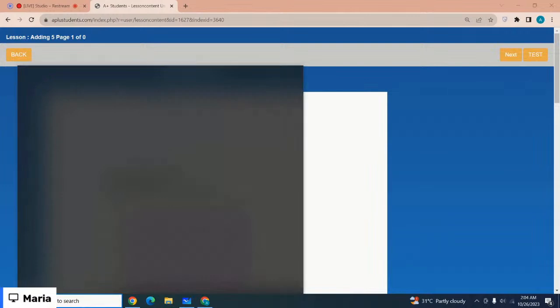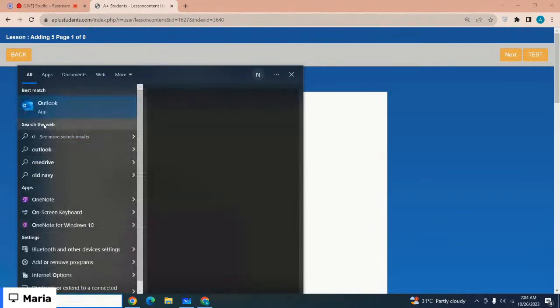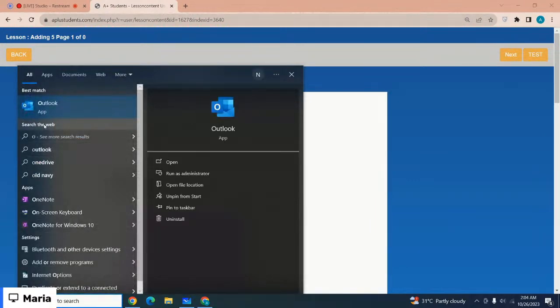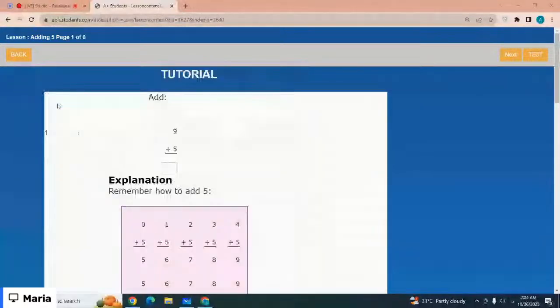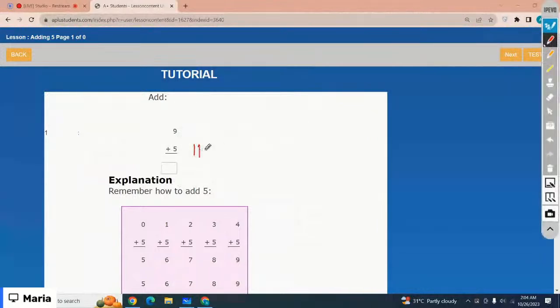You can either make 5 lines for 5 and then combine them, or you already have 9, which is the greater number. Start with 9 and count forward 5. So 9, 10, 11, 12, 13, 14. I just made 5 lines and counted them. So 9 plus 5 makes 14. The correct option is 14.